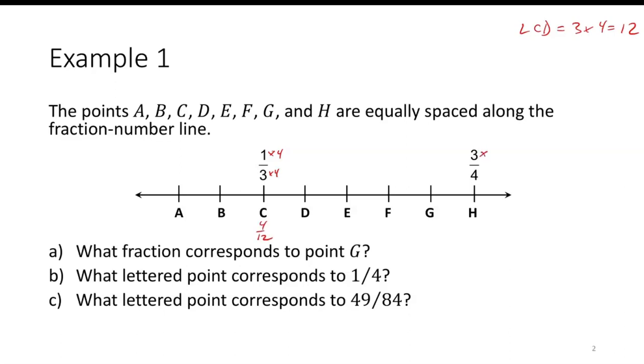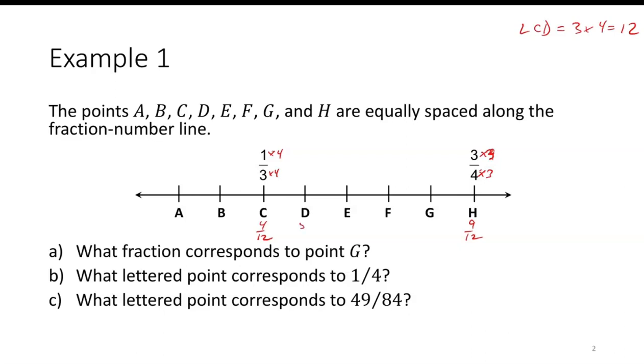This one, 3/4, I'd multiply the top and bottom by 3. And I would end up with 9/12. All right, so from C to H, there's 1, 2, 3, 4, 5 steps. From 4 to 9, it's 5 steps. So it looks like each of these letters is another 12th.